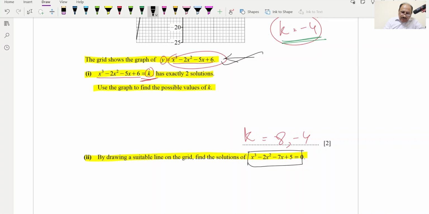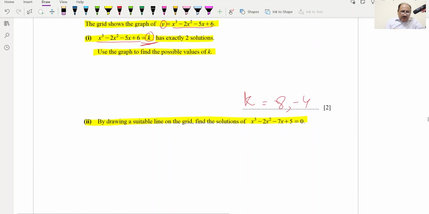If you check the difference, this is minus 7x and this is minus 5x, and this is plus 6 over here and this is plus 5. So we will use these two equations, and how we will find the easiest way, if you want to understand, is I will write this equation, this one I will write over here first.